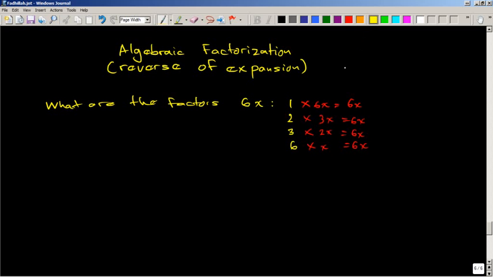What else? Yes, x is also a factor of 6x, as well as 2x, 3x, and 6x. Why? Because x, if you multiply with 6, you get 6x as well, right? This one, 2x, you multiply with 3, you get 6x. Multiply with 2, you get 6x. You multiply with 1, you get 6x. Okay.